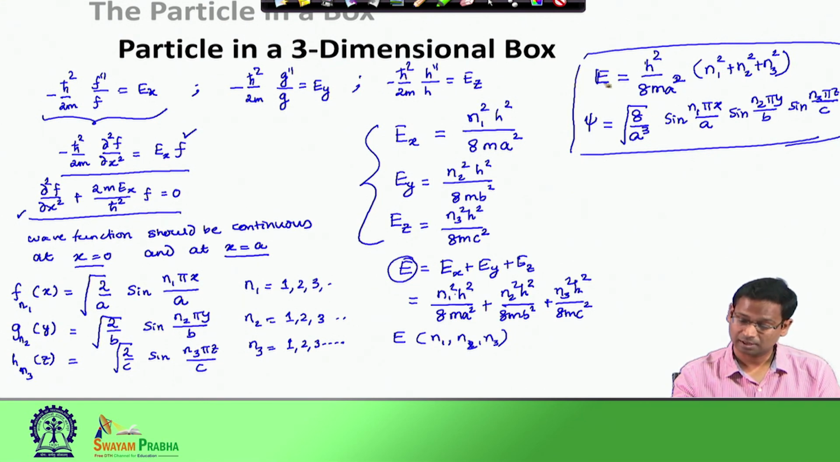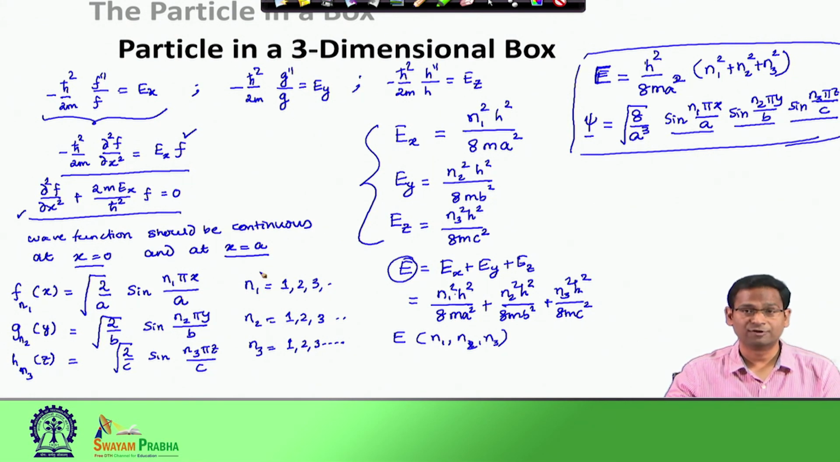Please notice that the energy function has h square by 8 m a square. So, a is the side of the cube and we have three different quantum numbers n1, n2, n3. And the wave function also has dependence on n1, n2, n3 quantum numbers, where the final wave function is the product of three wave functions, whereas the final energy is the sum of three energies. So, this is a typical outcome when one uses separation of variables, where the final wave function becomes the product of wave functions in the individual dimensions, and the final eigenvalue becomes the sum of the eigenvalues in the individual dimensions. This is a general rule that you would actually encounter also in future.